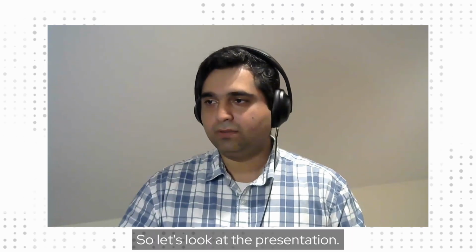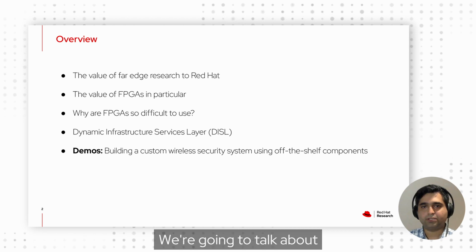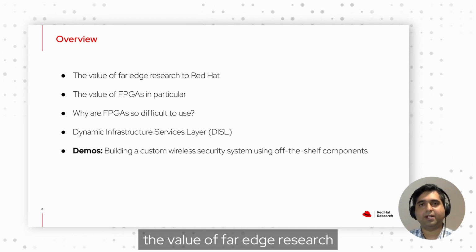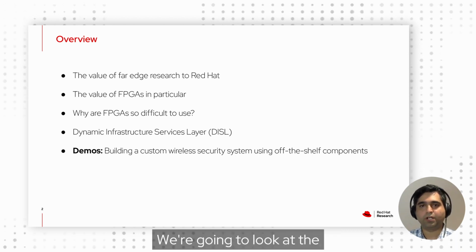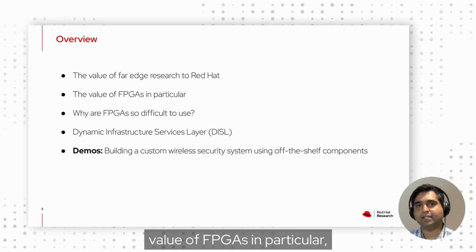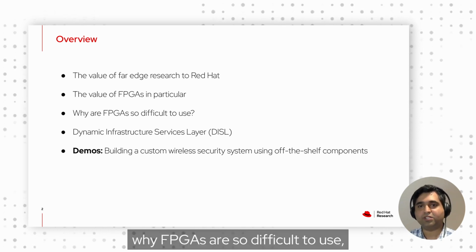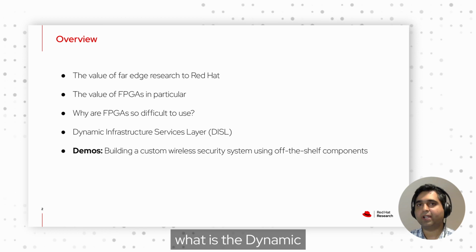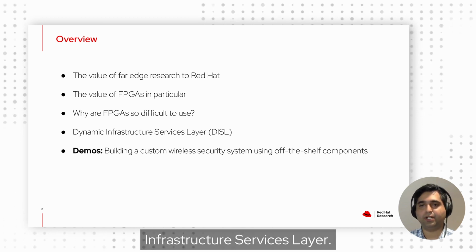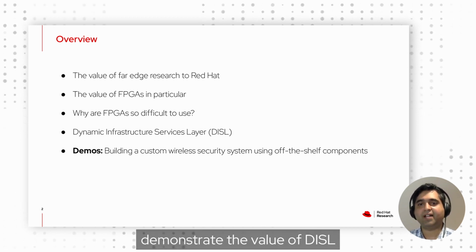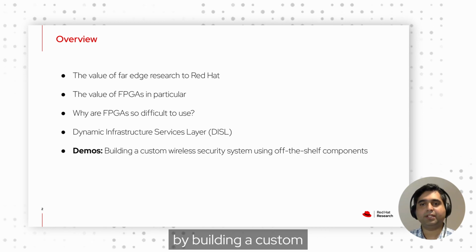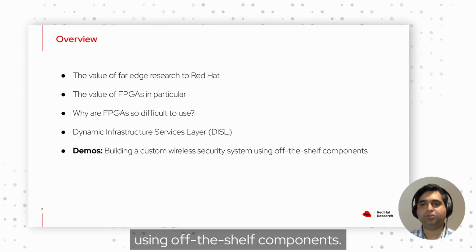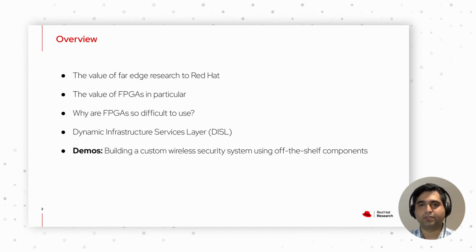So let's look at the presentation. We're going to talk about the value of our edge research to Red Hat. We're going to look at the value of FPGAs in particular, why FPGAs are so difficult to use, what is the Dynamic Infrastructure Services Layer, and then we're going to demonstrate the value of DISL by building a custom wireless security system using off-the-shelf components.